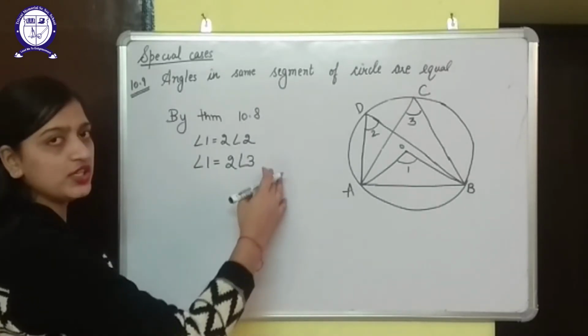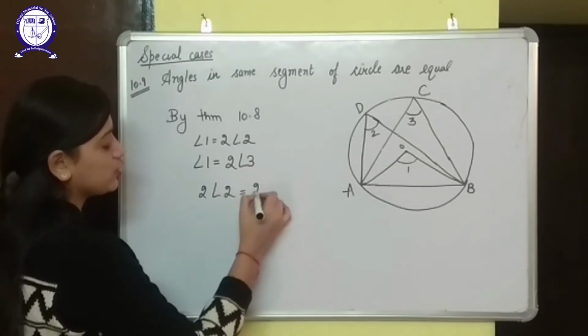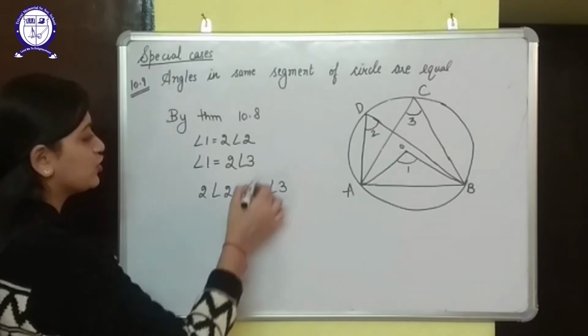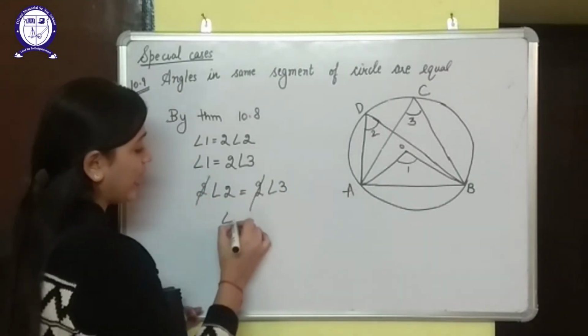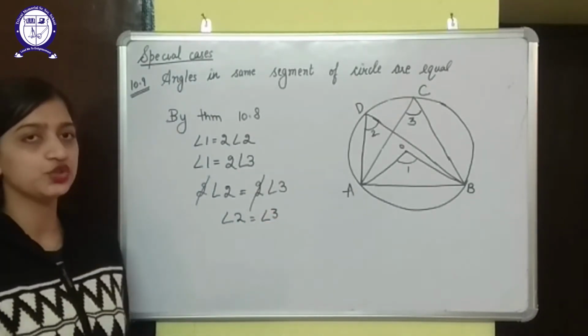And from both of these equations, I can say 2 angle 2 is equal to 2 angle 3, because both of them are equal to angle 1. So the 2 and 2 will be cancelled and we will be left with angle 2 equal to angle 3, and this is what we needed to show in the theorem.